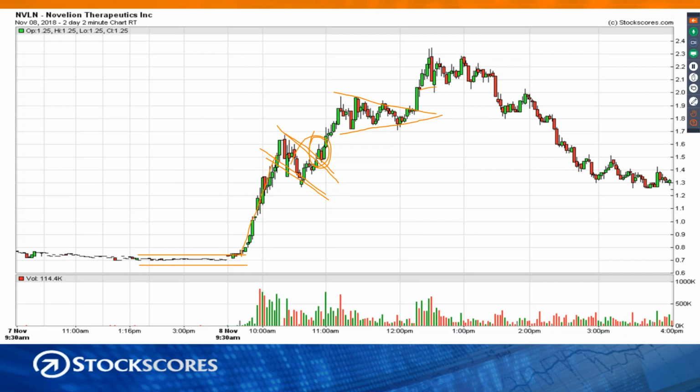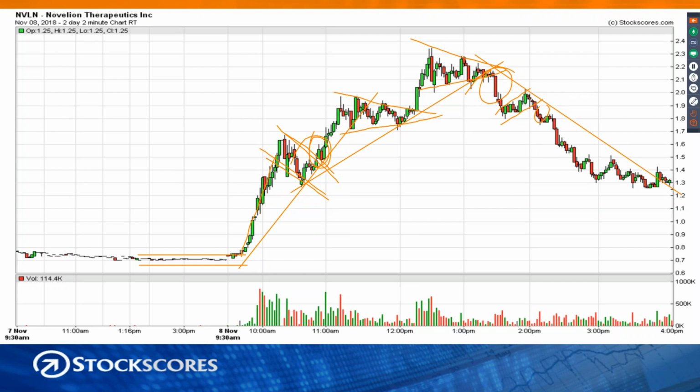We have another pennant right here, but this time we get a downside breakout. That tells us that the stock is likely to go lower. We have a little bearish flag right here with a breakdown. Then we have trends. We have an upward trend. There's one there, and then there's one here. And then we have a downward trend like that.